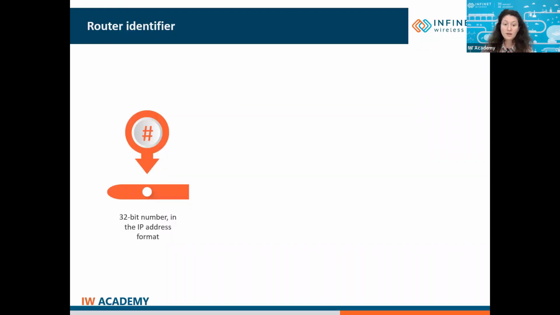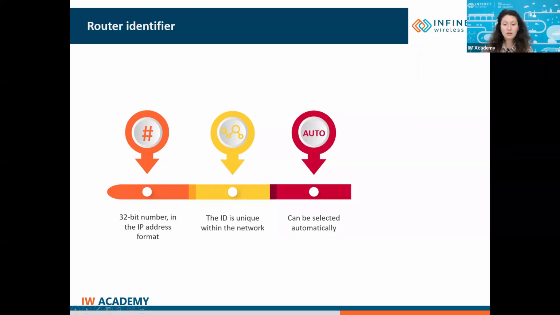Another important concept in OSPF is the router identifier, which is a 32-bit number and looks like an IP address. Each router in the network must have a unique router identifier, otherwise there will be inconsistencies. If it is not manually configured, the router ID will be automatically selected as the highest IP address of the loopback interfaces, if those exist. Otherwise, it will be set as the highest IP address of a non-loopback interface.